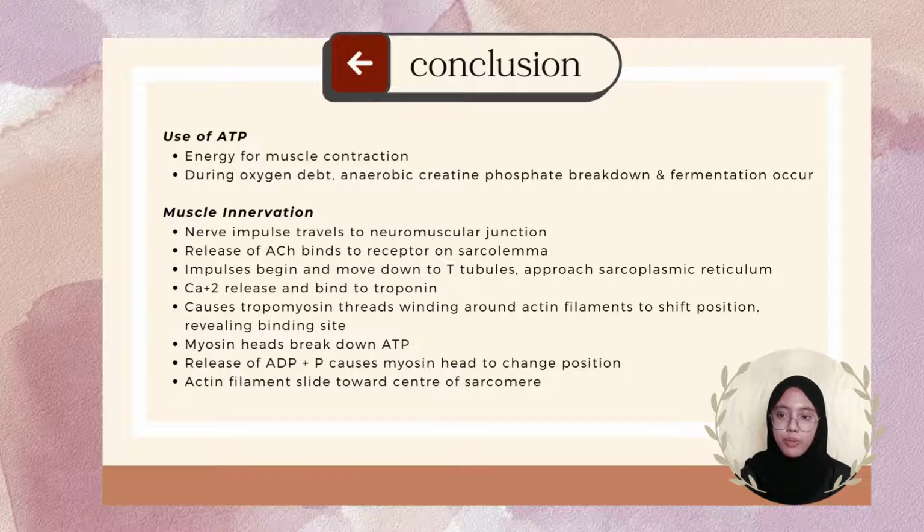Myosin filaments are composed of many myosin molecules with double globular heads. When myosin heads break down ATP, they are ready to attach to actin. The release of ADP and phosphate causes myosin heads to change their position. This is the power stroke that causes the actin filament to slide toward the center of the sarcomere. When more ATP molecules bind to myosin, the heads detach from actin, and the cycle begins again.